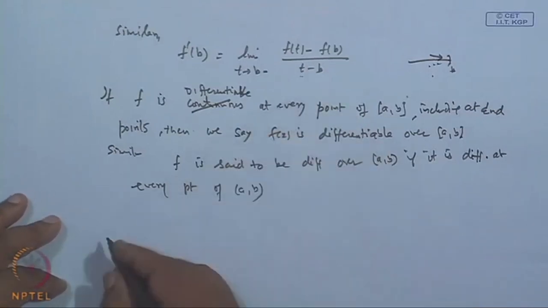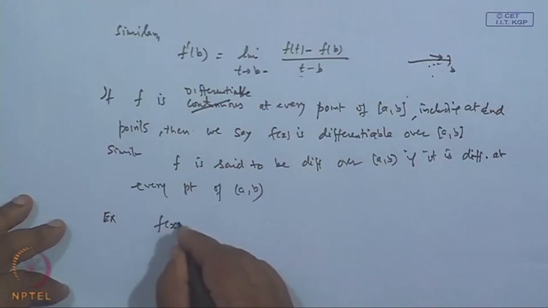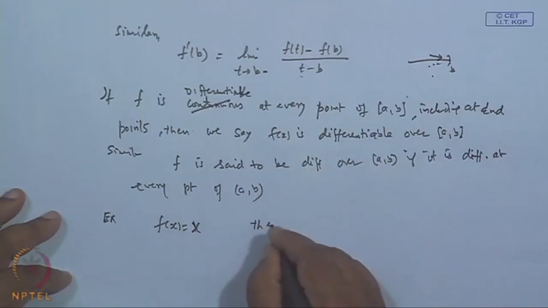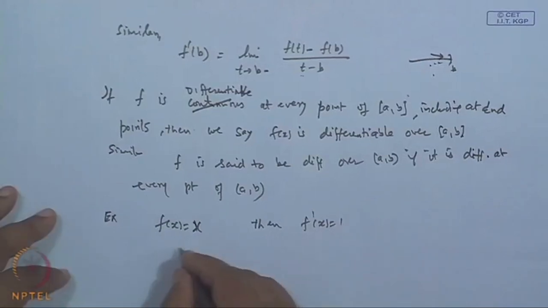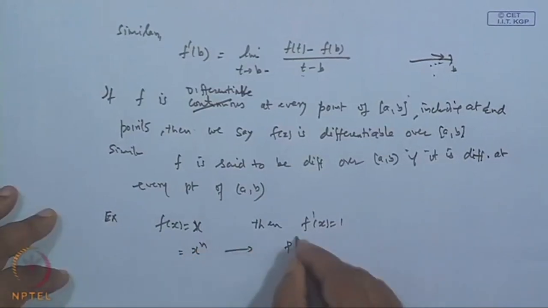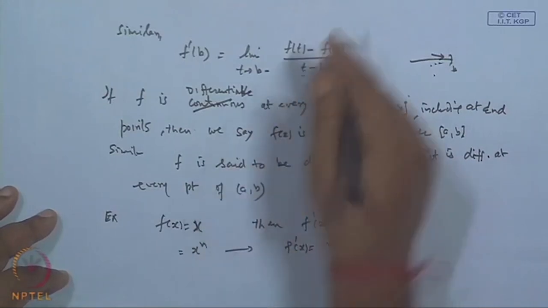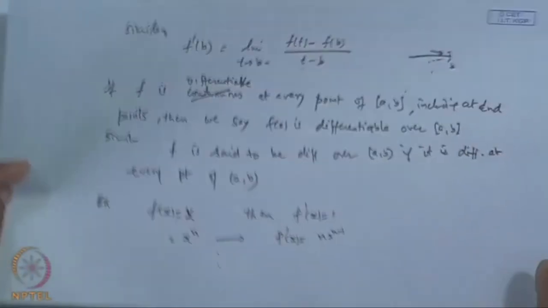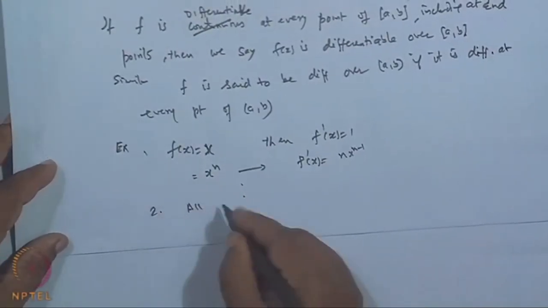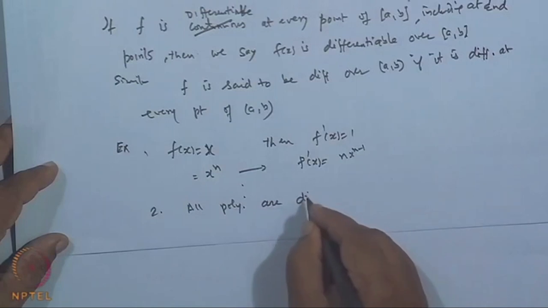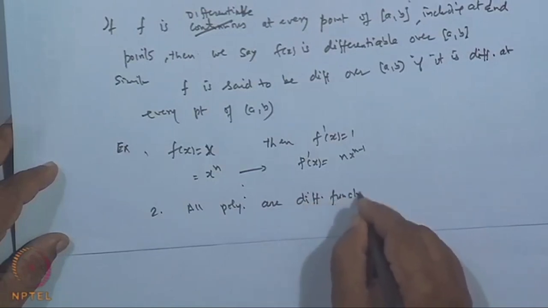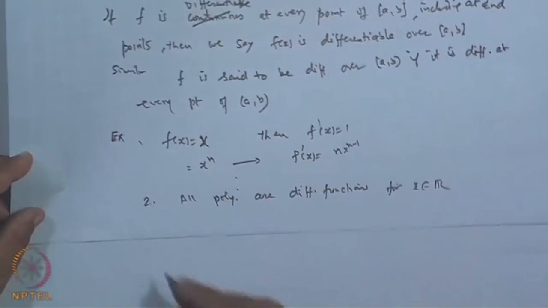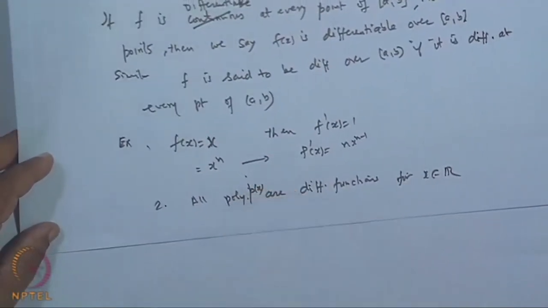Now, using this definition, one can easily show that if f(x) equals 1, the derivative will be 0. If f(x) equals x, then the derivative of this function will be 1. In general, if f(x) is x to the power n, the derivative will be n x to the power n minus 1, which can be proved directly with the help of this result. So, all polynomial functions are differentiable functions for each x belonging to R.